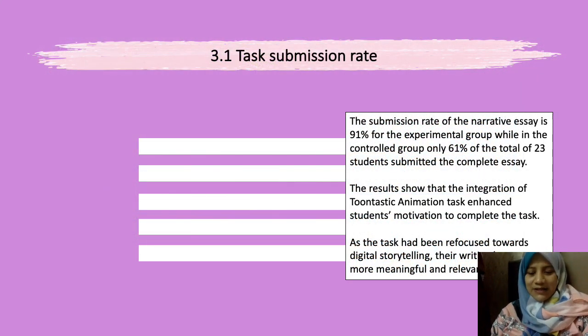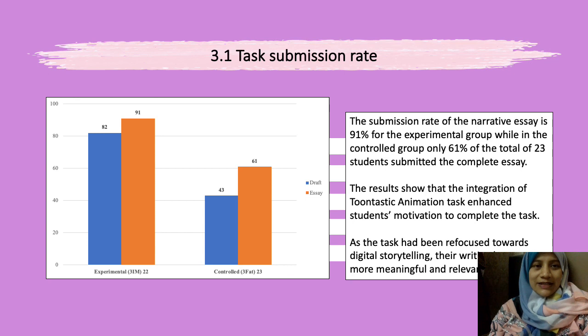The first aspect of the finding is the task submission rate. You can see here that the submission rate of the narrative essays is 91%, and for the control group, it's only 61%, of the total 23 students in the class. So we can see that students who use the Toontastic application are more motivated to submit their draft and their complete essay.